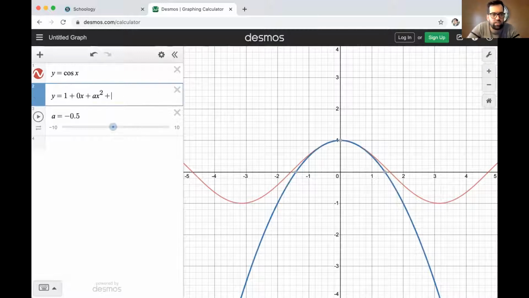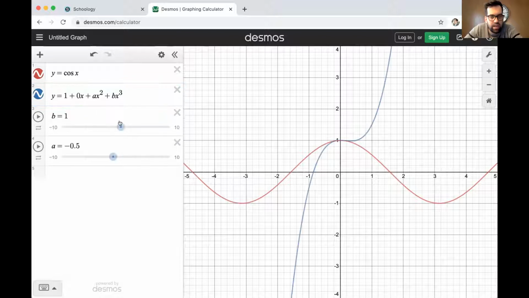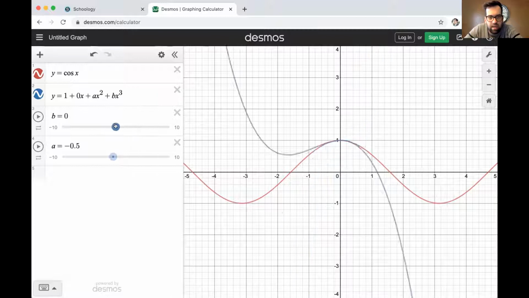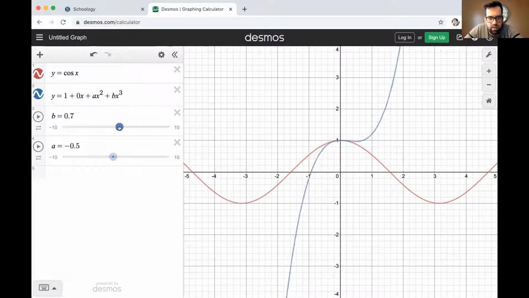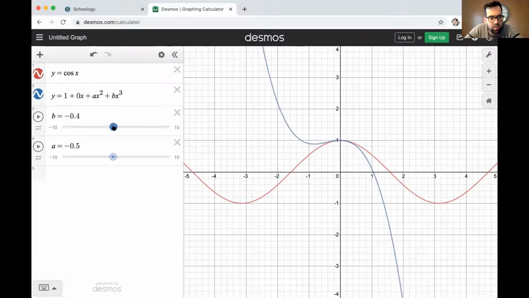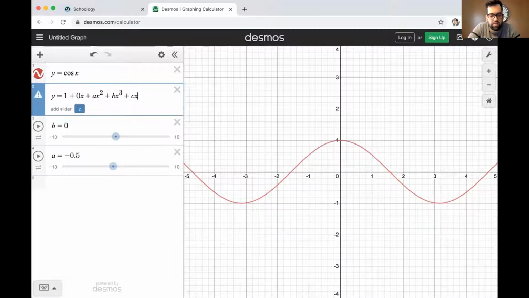So we could say plus bx cubed with a b slider. And now I can slide this around and try to see when does it look the best. And for this specific one, now that we have an x cubed, it's kind of doing that up on one side and down on the other side thing. And I think actually if we just make b 0, it's the best fit. So the x cubed kind of had no impact here. So let's keep going. Let's do plus cx to the fourth.